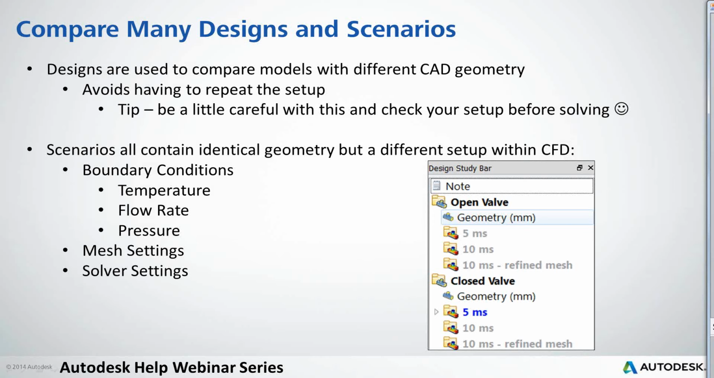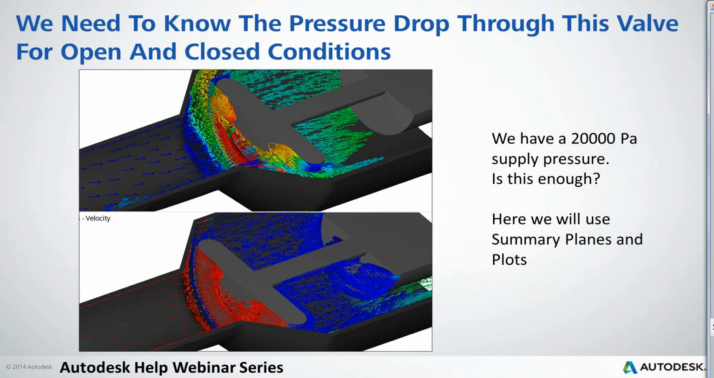So just to explain a little bit more about what we're going to do. This is my valve. The image on the top is with it open. The image on the bottom is with it more closed. We know we've got a supply pressure, and what we want to find out is if that pressure is enough to drive the flow through the model.